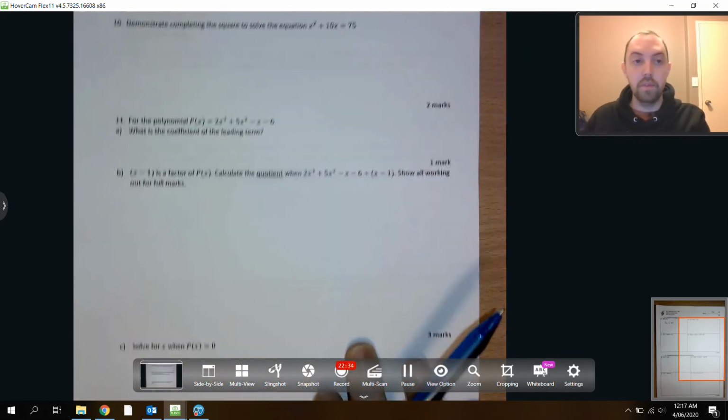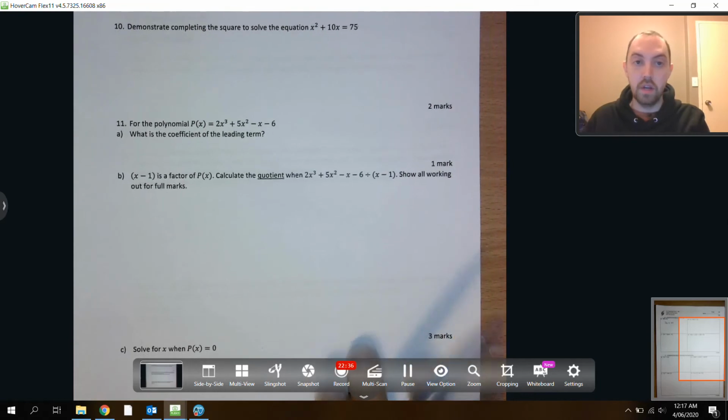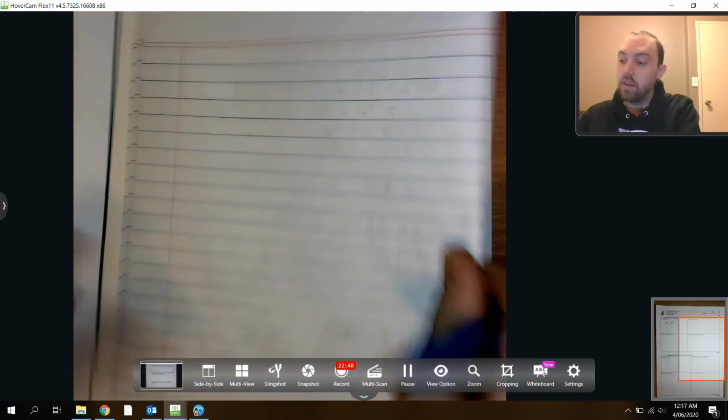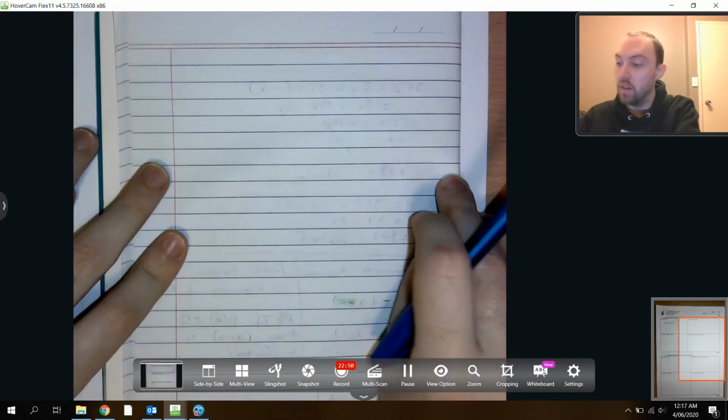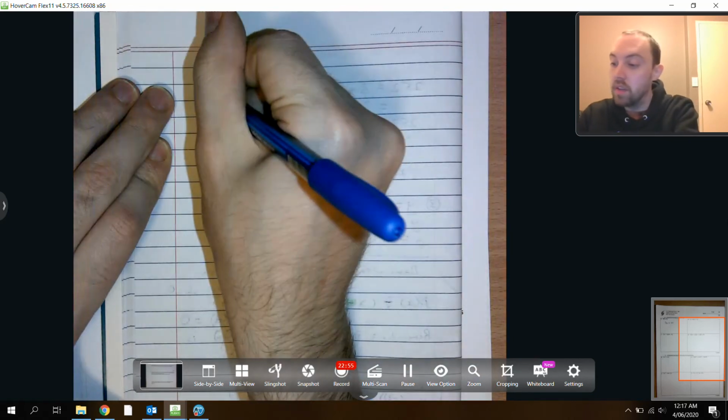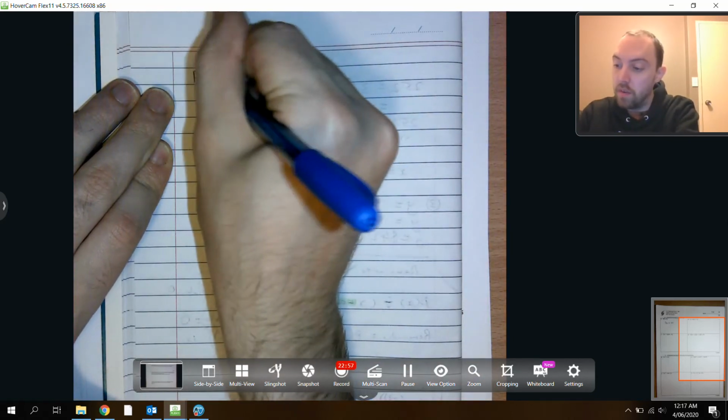Alright, question 10. Demonstrate completing the square to solve the equation x squared plus 10x is equal to 75. So we need to look at completing the square a little bit before we get into the problem. Okay, completing the square goes back to our perfect squares.